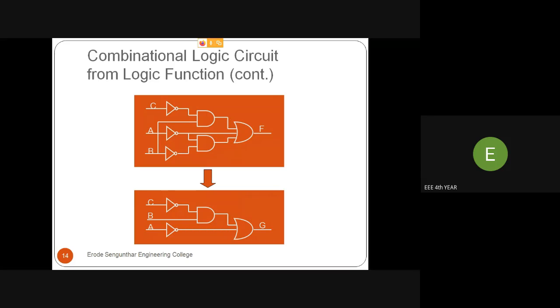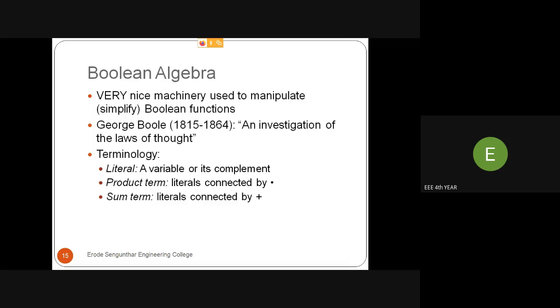The second image shows g, the simplified Boolean expression. For the first circuit we need 3 NOT gates, 2 AND gates, and 1 OR gate. The second circuit reduces one NOT gate and also one AND gate, and it reduces the propagation delay, area, and cost also. In one Boolean expression, we have reduced two components and also the size and the cost. So by simplifying the Boolean expression, we can reduce the cost, area and size.